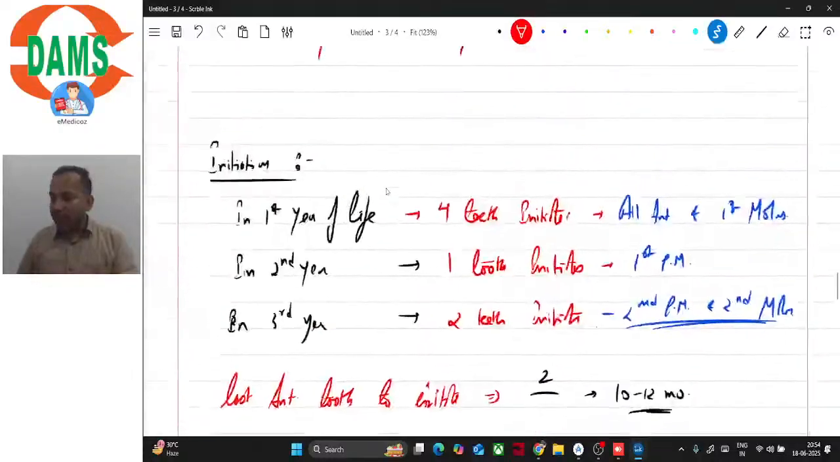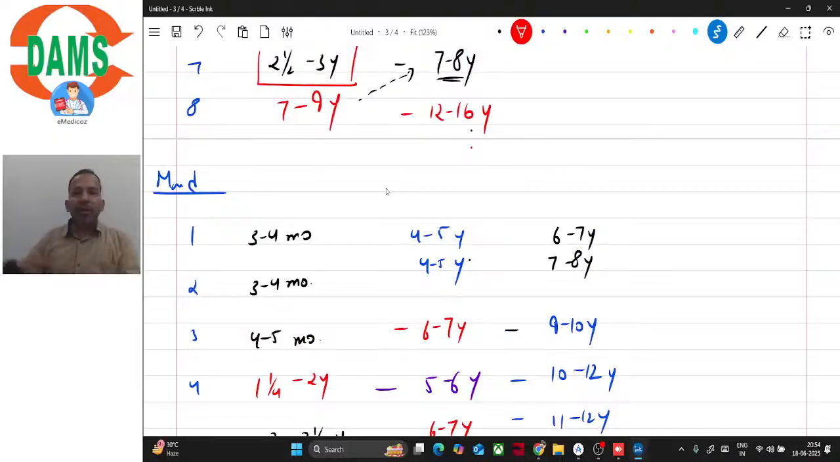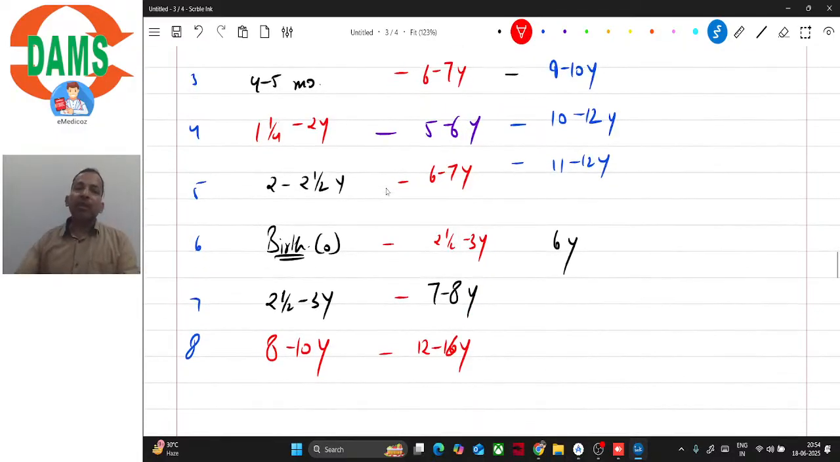So let's go to the next teeth. So far, what has happened? All the incisors have erupted, all the premolars have erupted, and the first molars have erupted. So what are we left with? We are left with the second molars.